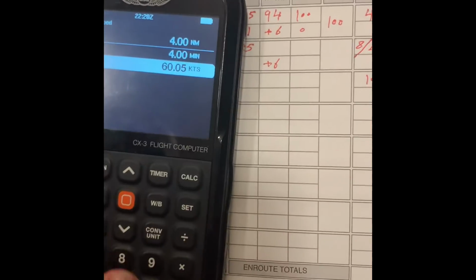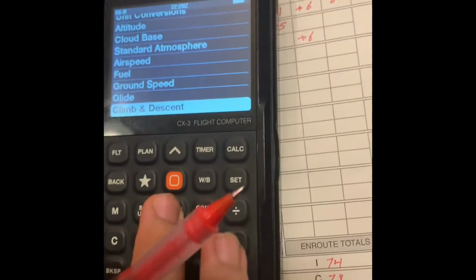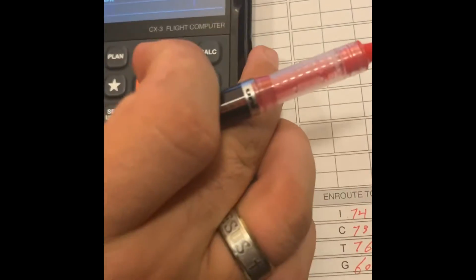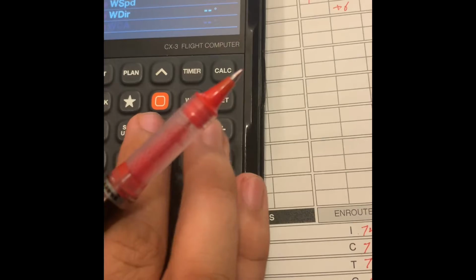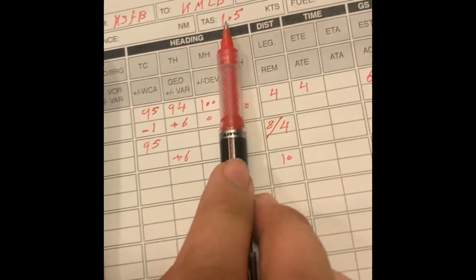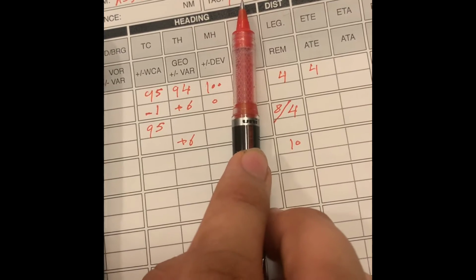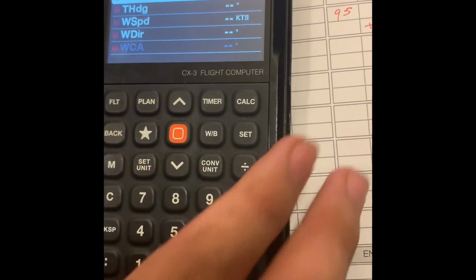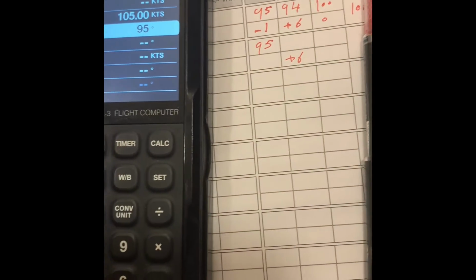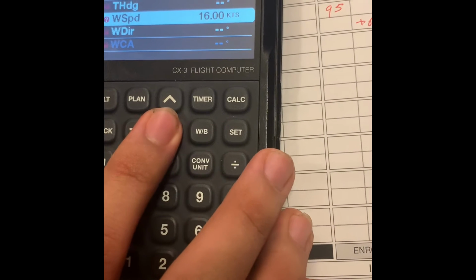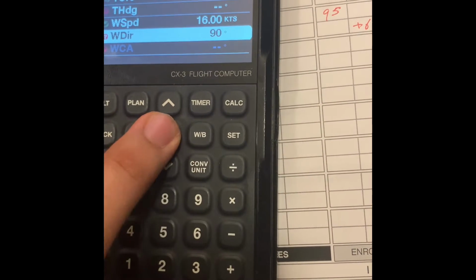So we're going to go back to our wind correction, and now our true airspeed, which we know will be 105. That is our cruise speed. So we're going to put 105 in here. Our true course will be the same thing, 95, wind speed 16, and wind direction is 90.